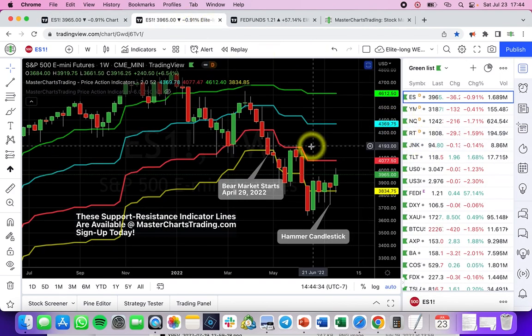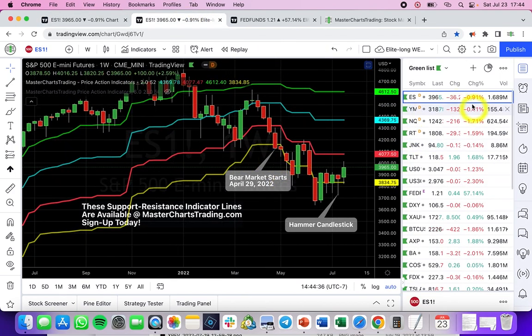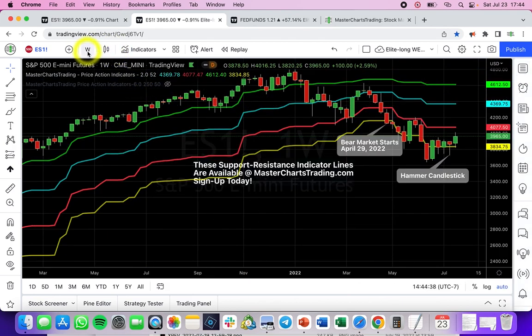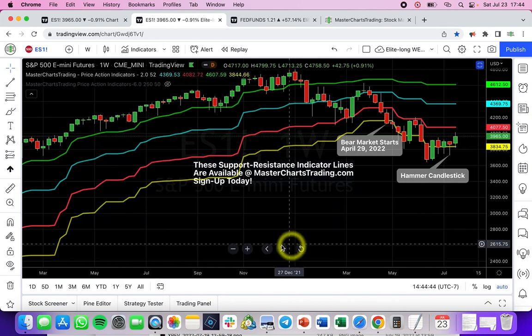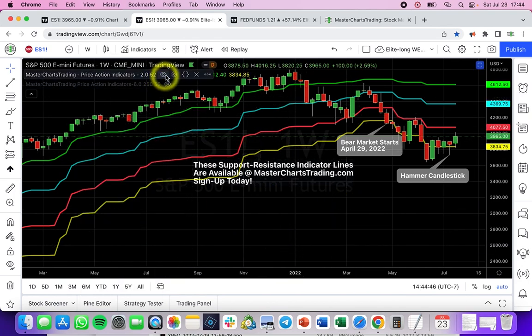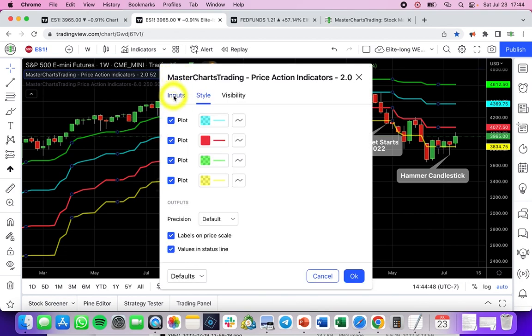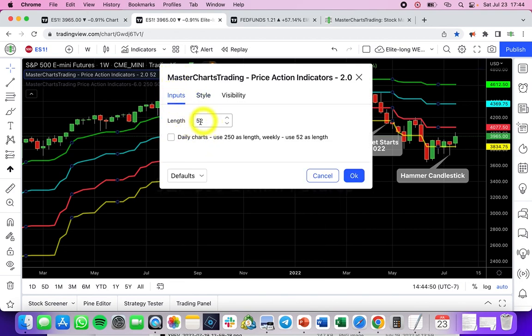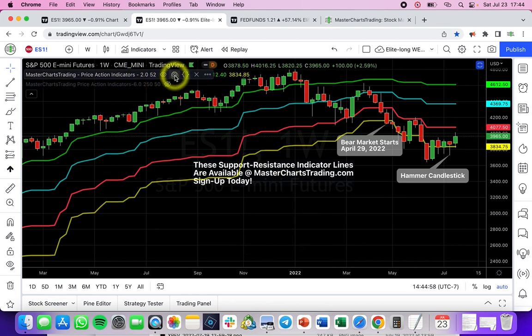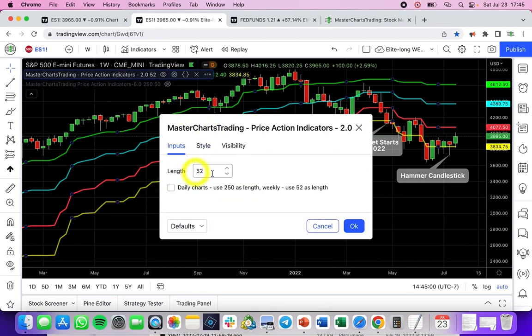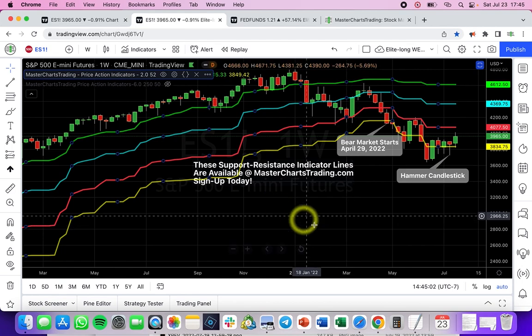We can also look at the same chart on weekly time frame. So weekly time frame means that each candlestick is 1 week's worth of activity. The only thing that you need to do when you use my indicators is make sure that you change the length setting to 52. So daily chart use 250 as length, weekly use 52 as length. Okay, so now our length is indeed 52. So we're in weekly charts.